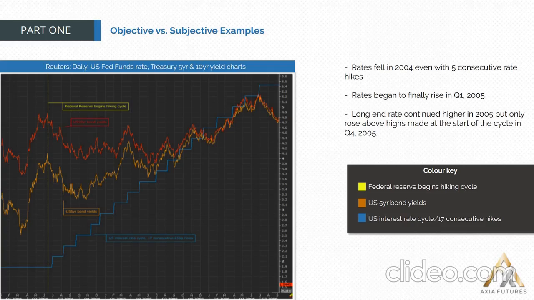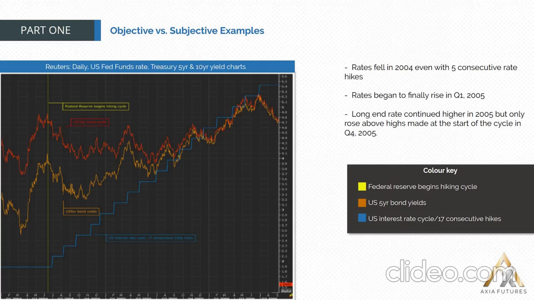As you can see on the chart, we have the blue line, which depicts the 17 consecutive 25 basis point rate hikes from the Federal Reserve starting in 2004. The orange line is the US 5-year Treasury bond yields. The red line is the US Treasury 10-year yields. Now, as we can see, from the start of the hiking cycle, had you initiated this trade for higher yields, you would have almost instantly gone offside. You would have been losing money for the first 6 months of this trade. How would that have felt? How would you have explained that?